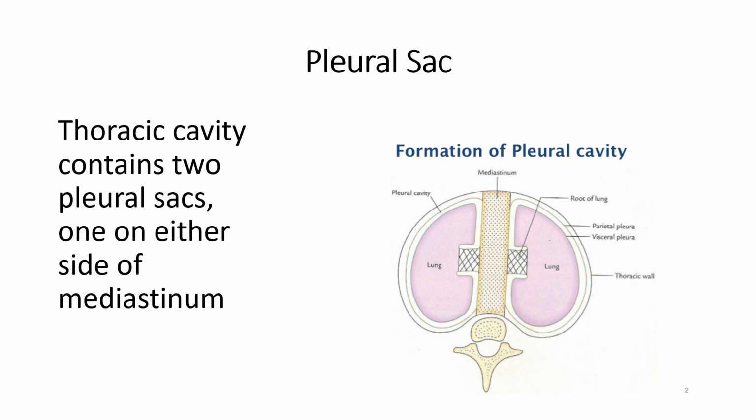Before talking about the pleura, we will just discuss what all is there in the thoracic cavity. Within the thoracic cavity, towards the middle, we have the mediastinum, and on either side of the mediastinum, there are two pleural sacs.